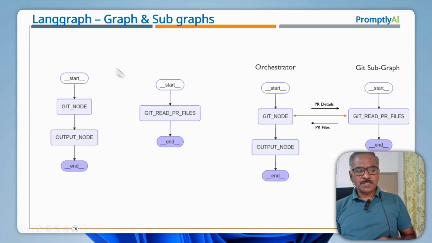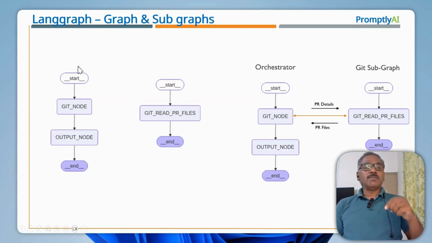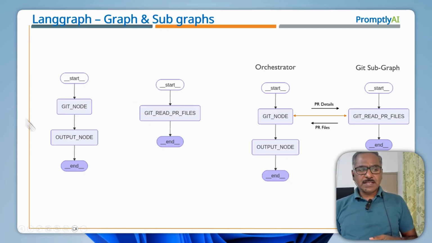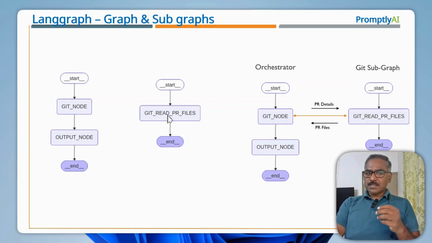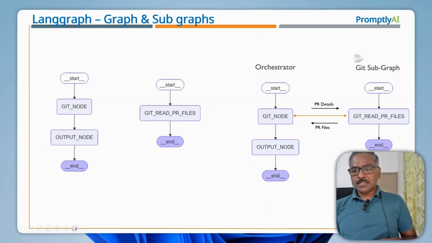The first graph is the one that gets the input of PR details, pull request details. Ideally, the first graph should act like an orchestrator. So the moment it reaches the git node, what it has to do is connect and ask the second graph to get the PR details. This is exactly what I'm going to make. So you see both the graphs are connected. So the moment the git node starts executing, it invokes the subgraph to get the pull request.